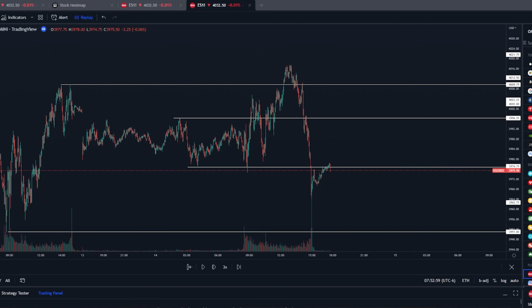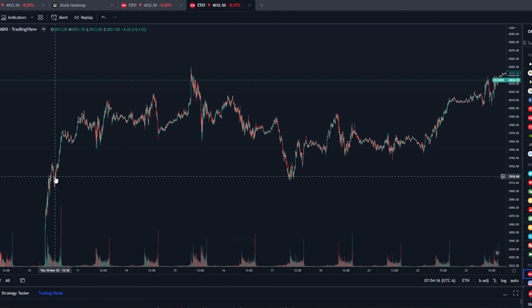Being apprised of the macro condition of the market will only benefit you in a very large way. And I'm going to show you an example of how that actually works. So this is from the time period of Thursday, November 10th through Tuesday, November 22nd. And that's a 12-day period. That's a lot of time for the market to consolidate in such a tight range.